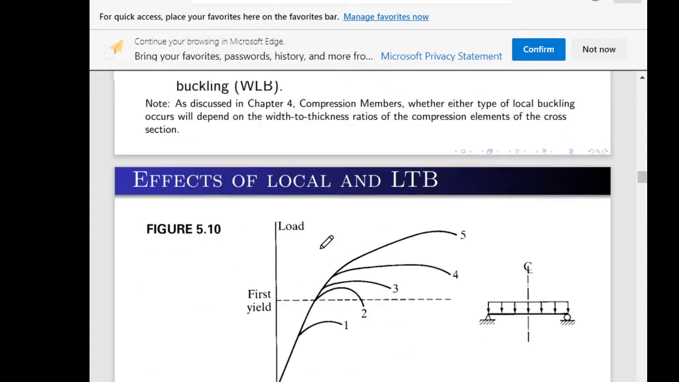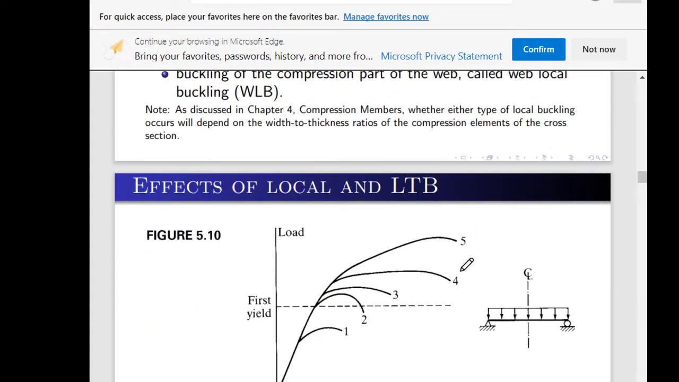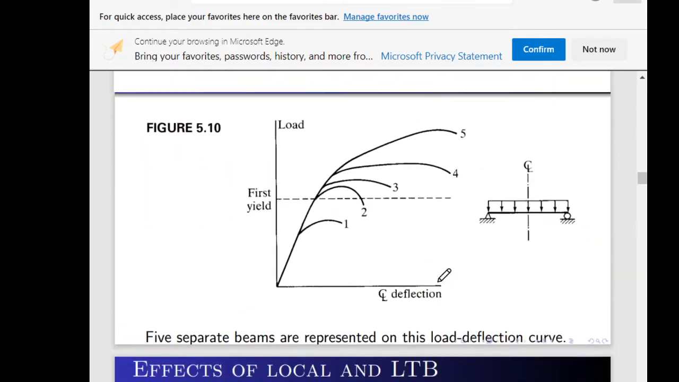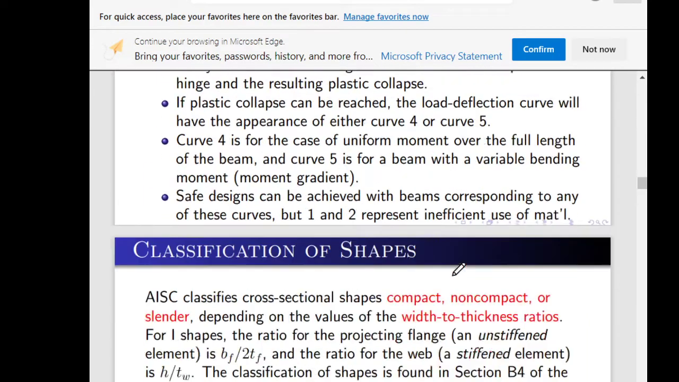So that is for safe designs. Because for 1 and 2, it has not even yielded and it already collapsed. So that is hazardous. But compare that to 4 and 5, it yielded, meaning that is your warning signal that it can still carry load but a time will come when it will collapse. So that is a good design, curves 4 and 5.